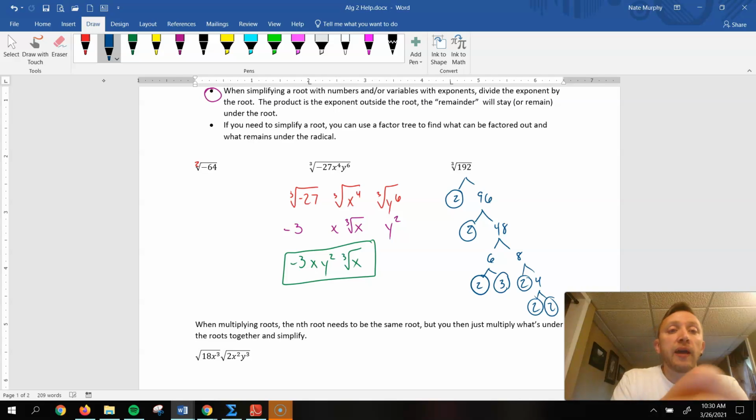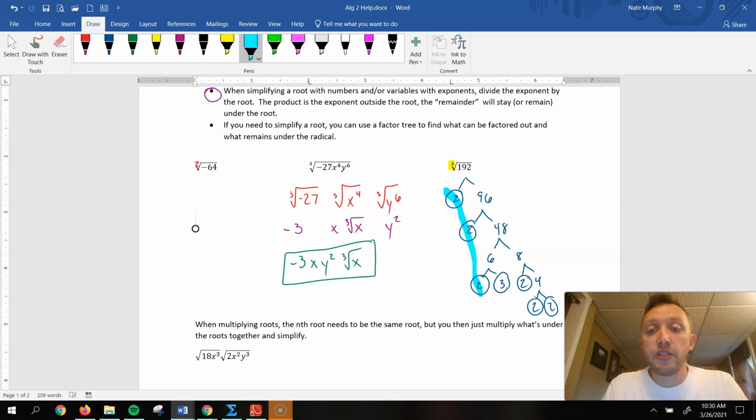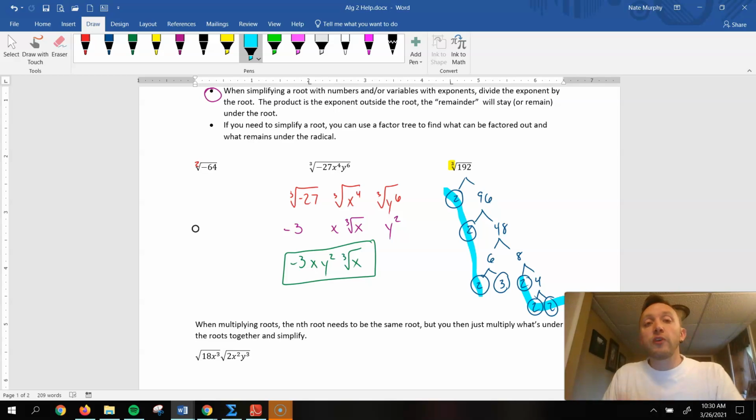Now let's look back at what we're dealing with. We're dealing with a cubed root. So for every 3 of the same number, we get to factor 1 out. So here I see that I have 3 2's. Here I see I have another 3 2's. So for each of those groups of 3, we get to factor 1 out.